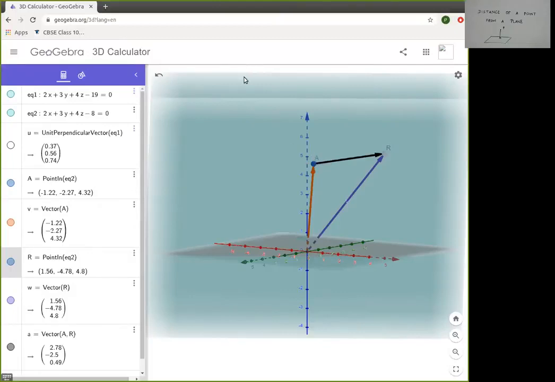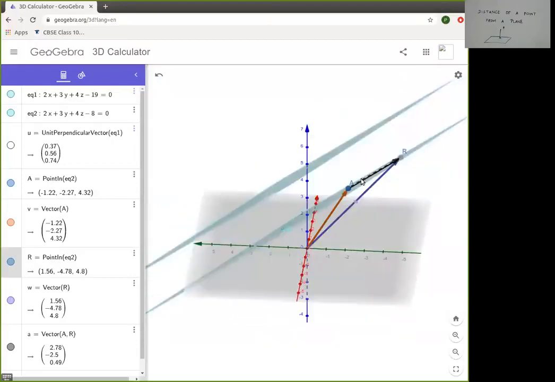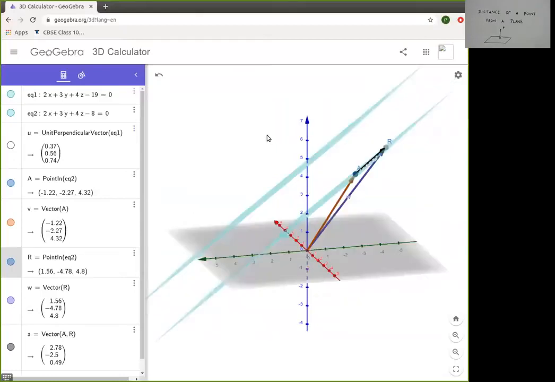Now if you see, this AR vector is lying on this particular plane. We will be considering the unit vector which is perpendicular to this particular plane. Since this vector is perpendicular to this plane, it is perpendicular to the AR vector also. So their dot product will be equal to 0. We will be using this as one of the keys to find the value of the distance.